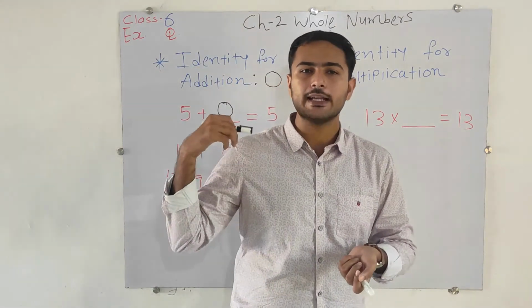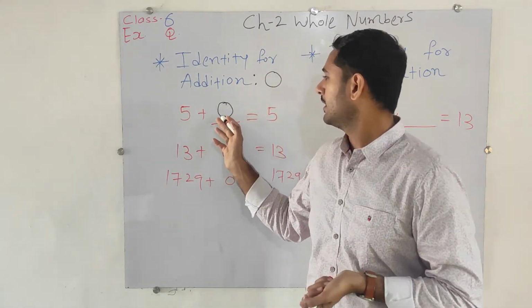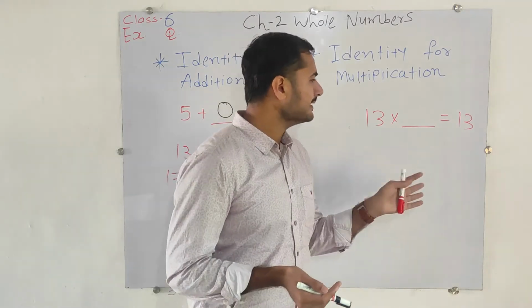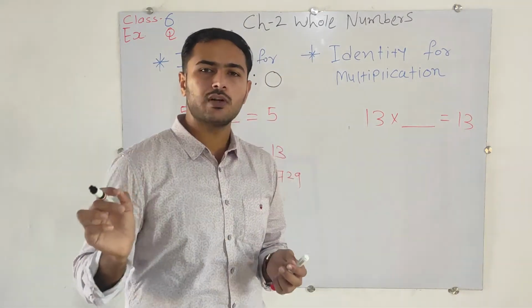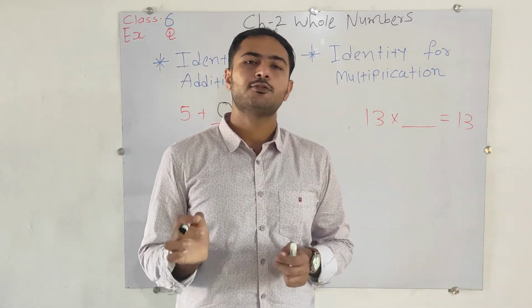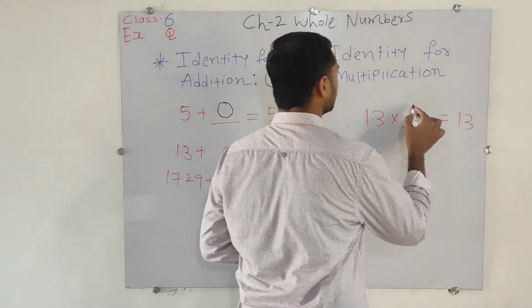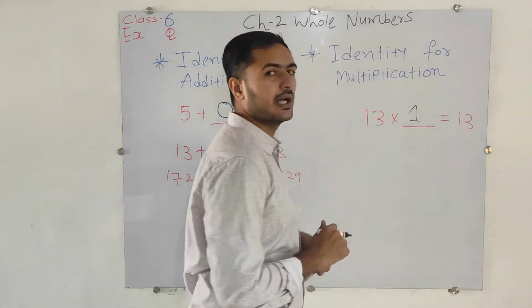Okay, if you add any other number at the place of 0, like 1, 2, 3, 4, the answer will change. So the same thing is here in multiplication also. There is only one single number by which, if you multiply any number, the answer will not change. Like 13 multiplied by 1. 13 ones are 13. Okay.